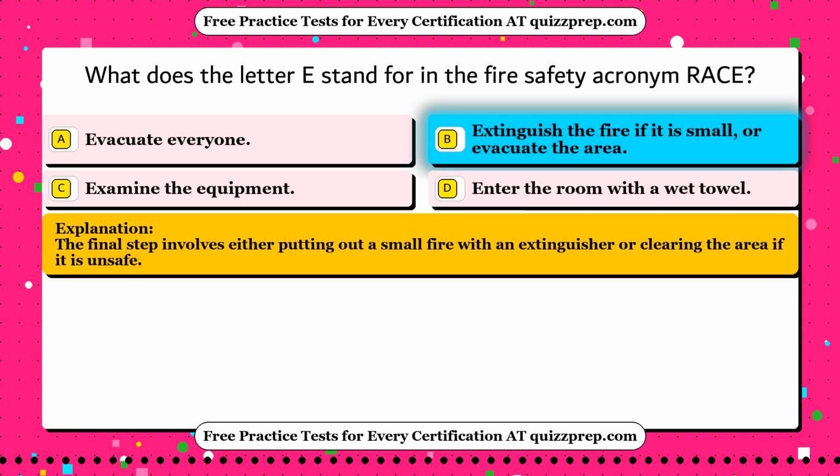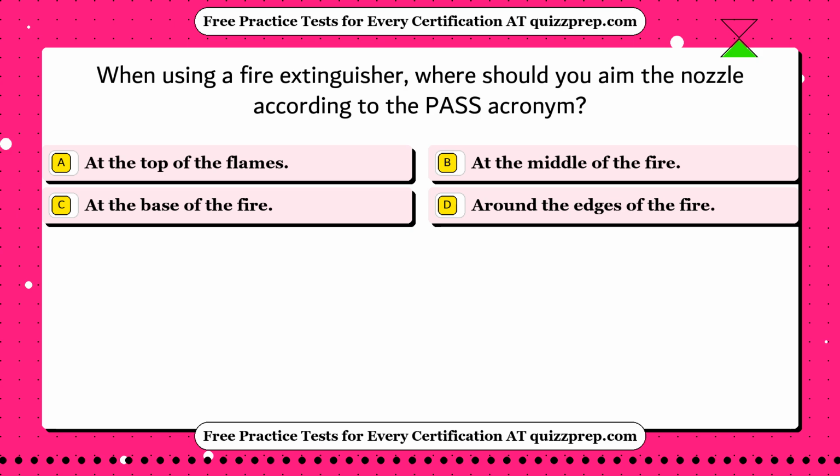Question 20. When using a fire extinguisher, where should you aim the nozzle according to the PASS acronym? Option A, at the top of the flames. Option B, at the middle of the fire. Option C, at the base of the fire. Option D, around the edges of the fire.